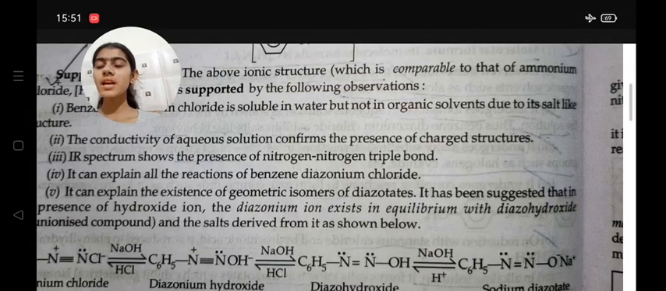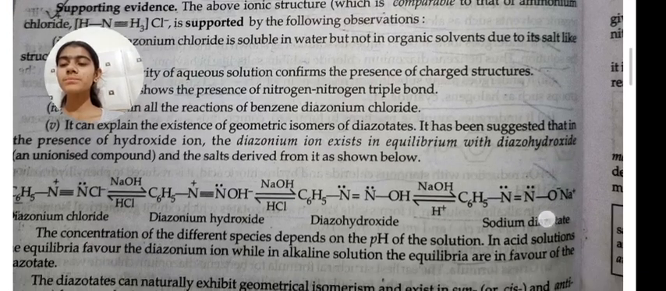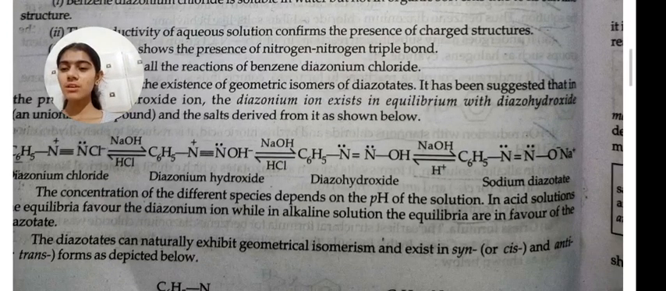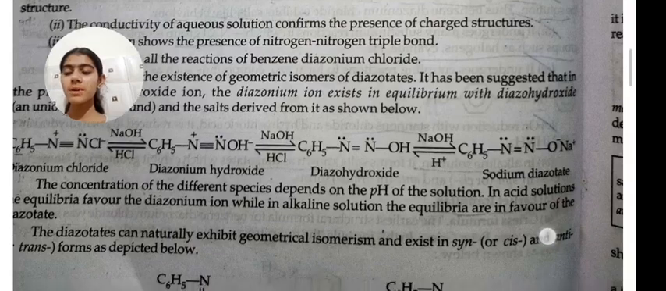It has been suggested that in presence of hydroxide ion, the diazonium ion exists in equilibrium with diazohydroxide, an unionized compound, and the salts derived from it are shown below. The concentration of the different species depends on the pH of the solution. In acid solutions, the equilibria favor the diazonium ion, while in alkaline solution, the equilibria are in favor of diazotate. The diazotates can naturally exhibit geometrical isomerism and exist in syn or anti form as depicted below.